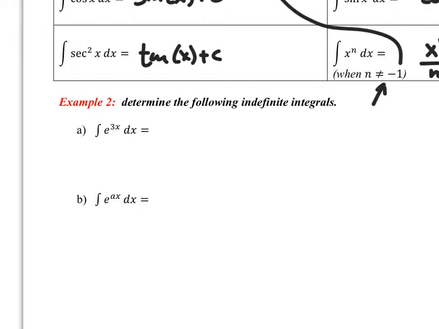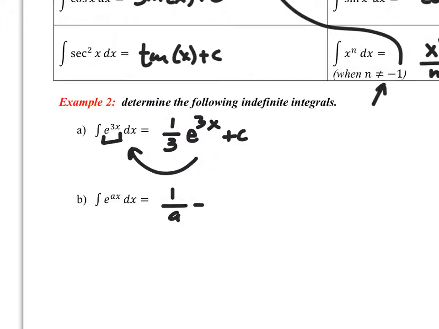Alright, so determine the following indefinite integrals. Okay, so some of this is intuitive in nature. You're just going to have to kind of work your way backwards and maybe take the derivative. The derivative of that would come out to be that, e to the 3x, therefore we're good. So e to the ax will always be 1 over a e to the ax plus c. Alright, just a general formula there.